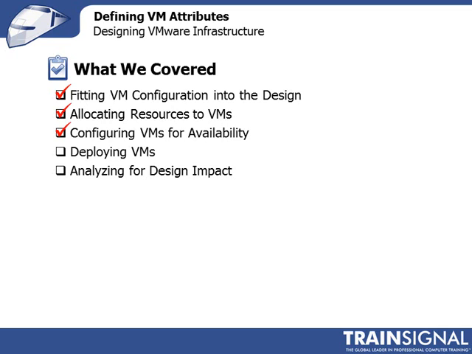We then looked at configuring VMs to support the various availability techniques and making sure that if we do require certain availability mechanisms in place, the VMs are ready to support those. Following that, we had a discussion on deploying VMs and some of the design considerations that need to be accounted for. And finally, we looked at analyzing for design impact. This is part of our ongoing effort to maintain a holistic view and continue to understand the relationships and the dependencies between the various parts of the design.